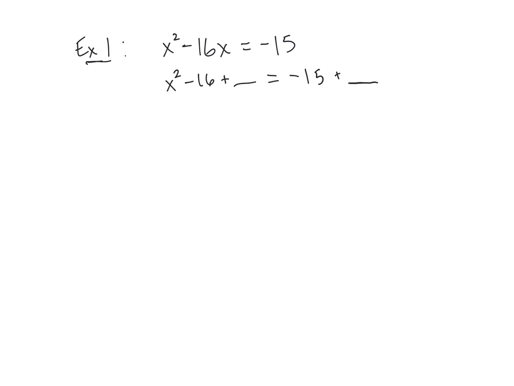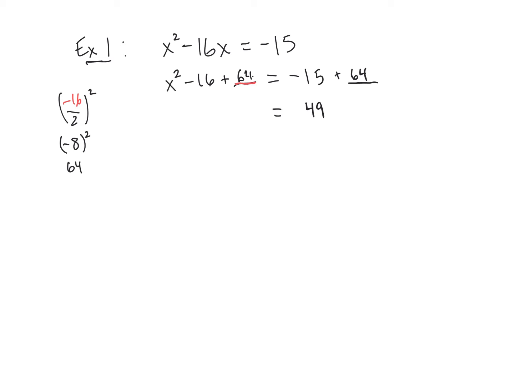Now, in order to figure out what goes on that blank here, I have to take my middle number, which is -16, and then I'm going to divide it by 2 and then square it. So -16 divided by 2 is -8, and -8 squared is a +64. So I'm adding 64 onto both sides. And on the right side then, -15 plus 64 is going to make 49.